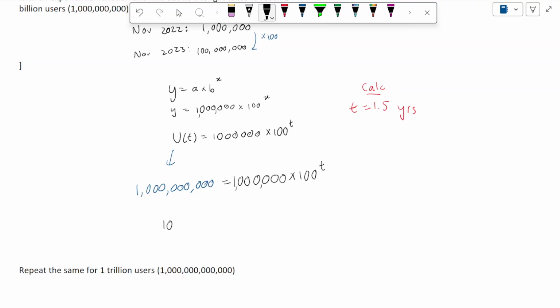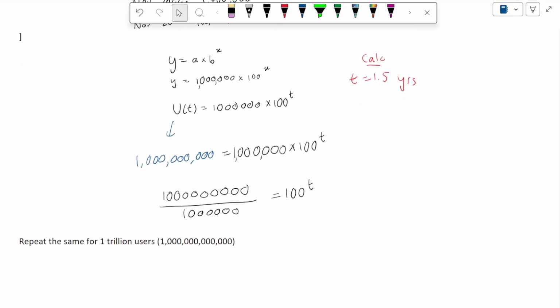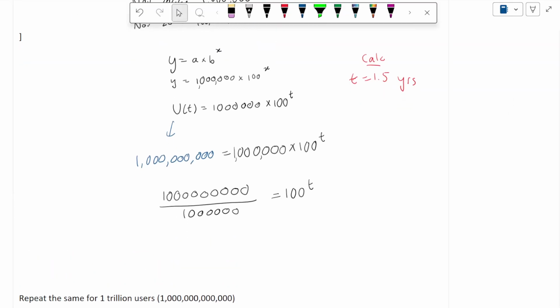So we've got 1 with 9 zeros, all divided by 1 with 6 zeros, equals 100 to the power of t. Now, the short answer is this is 1,000. But if you want, you can think of this as 10 to the 9 over 10 to the 6, which you would get 10 to the 3. Okay, so 1,000 is 100 to the power of t.